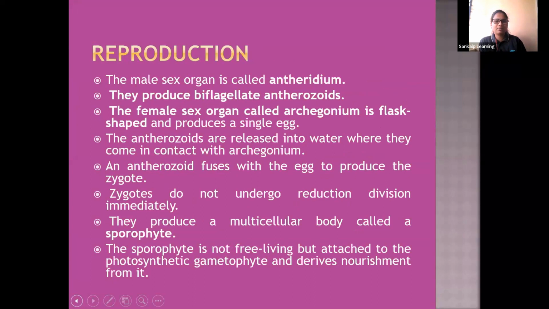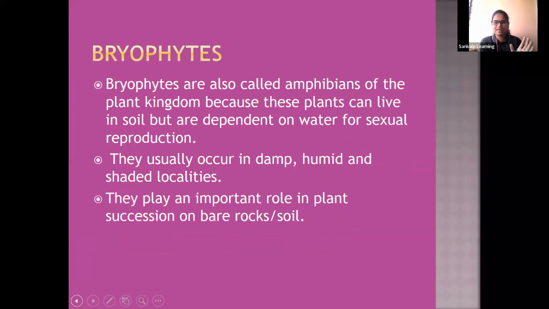Okay, so regarding the bryophytes, what we have to learn: these are also called amphibians of the plant kingdom. Why? Because at a certain time of the life cycle, some part will live in the water, mainly the reproductive phase. That is why bryophytes are called amphibians of the plant kingdom. Fine. So they usually occur in damp, humid, and shaded localities. They play an important role in plant succession on bare rocks or soil.